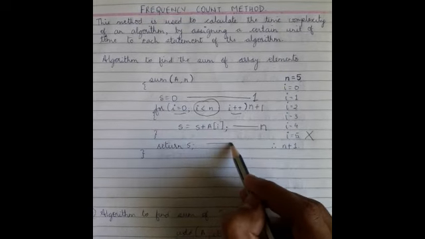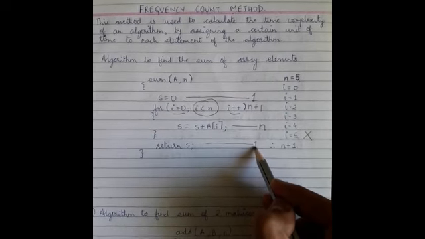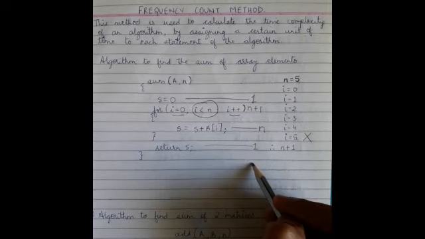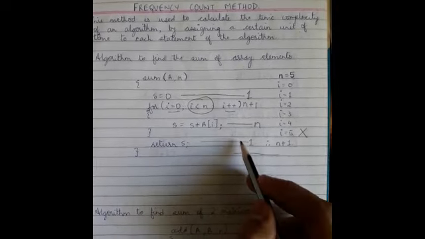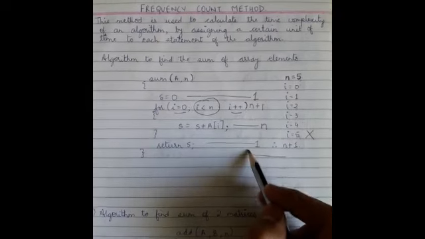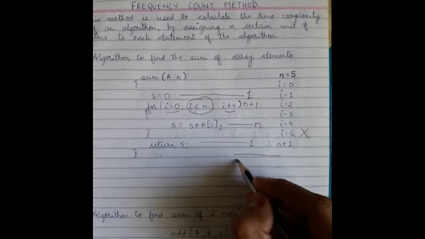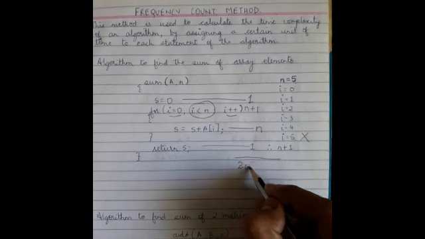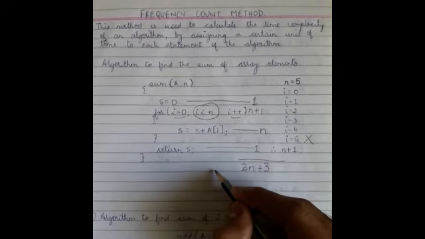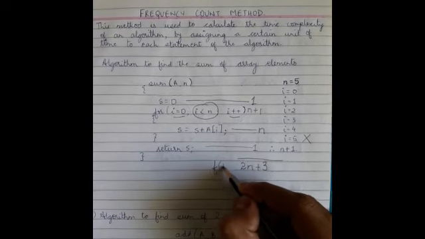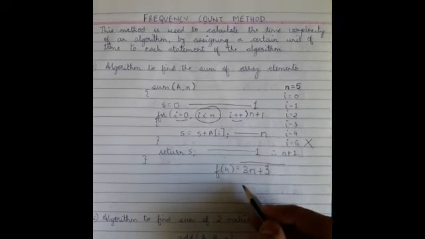Let's come out of this. This statement is going to take 1 unit of time to execute. Okay, so let's add this up and find out the total time. It is 2n plus 3, right? So you can say f of n is equal to 2n plus 3.